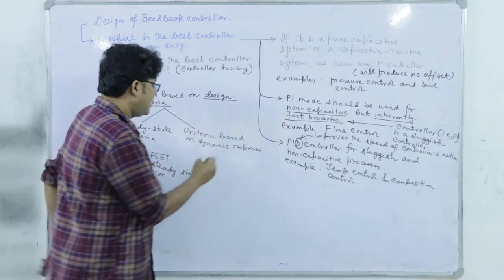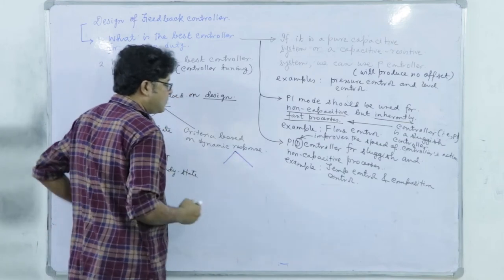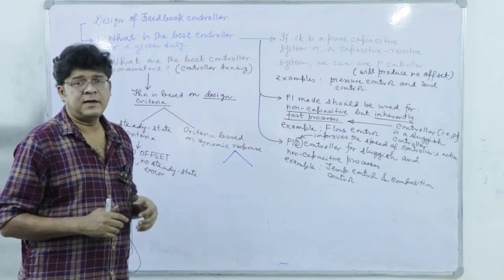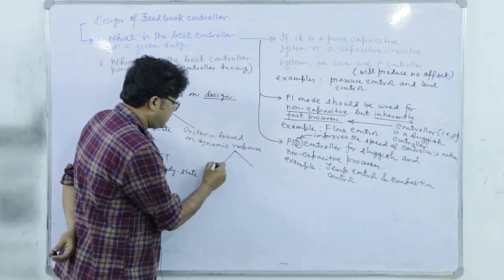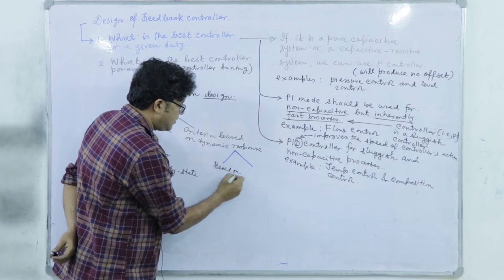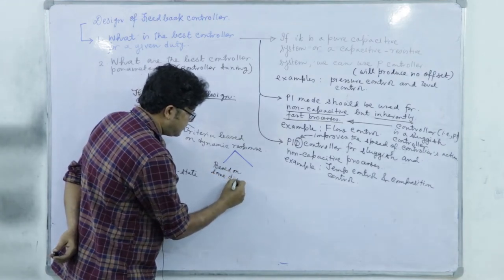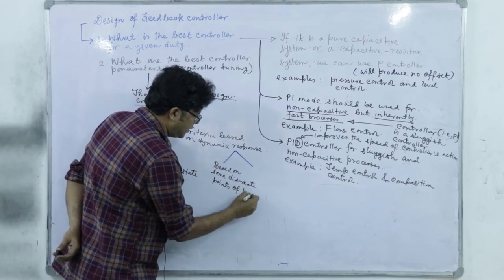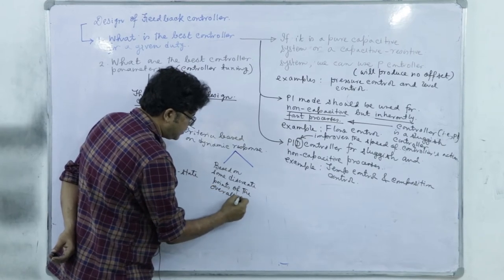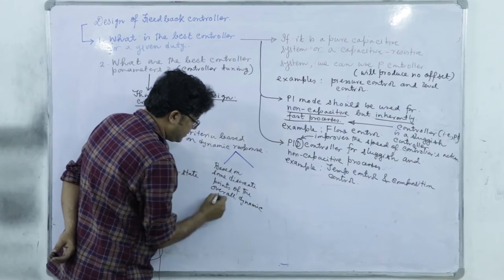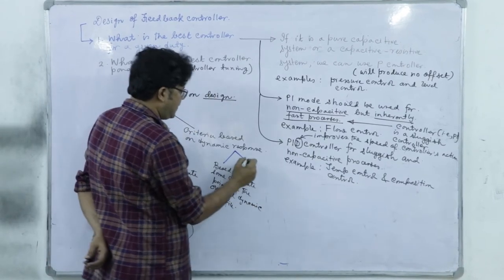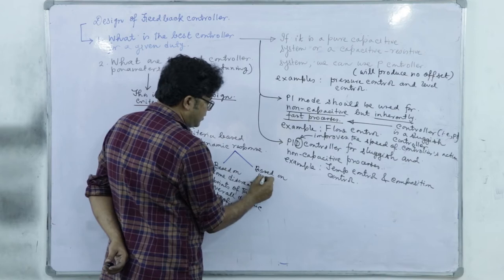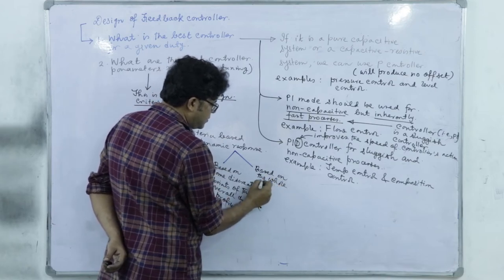So, what are they? Again, these are classified into two. Why? Because dynamic response based criteria we can further classify into two broad groups. One, based on some discrete points of the overall dynamic profile, and the other is based on the whole dynamic profile.